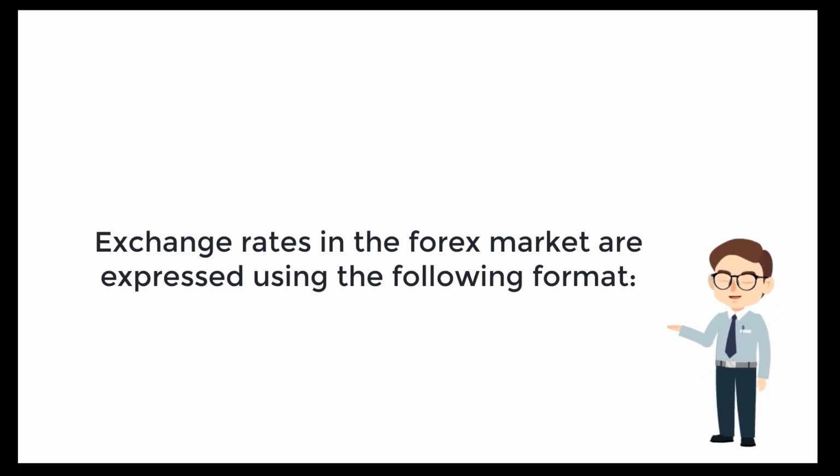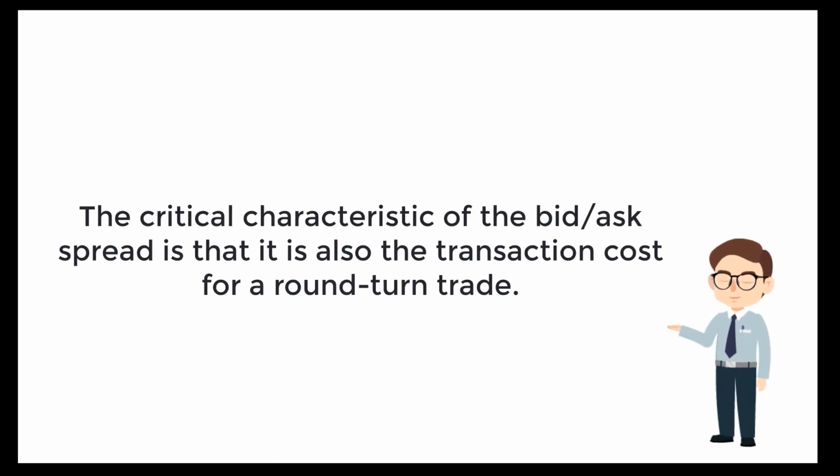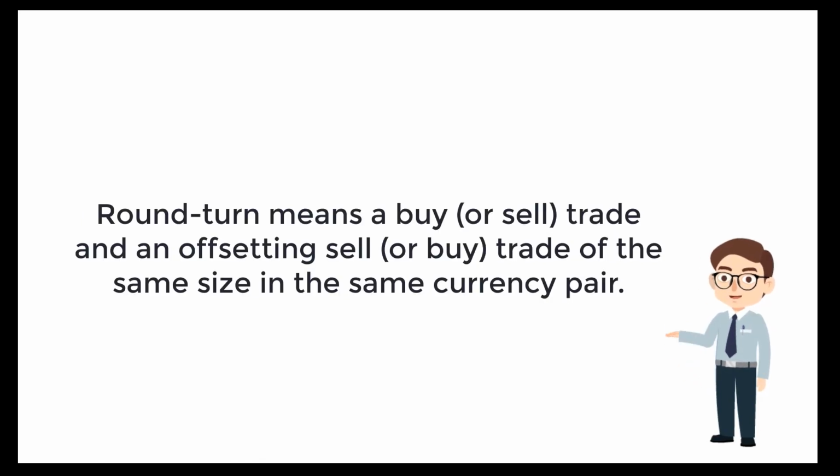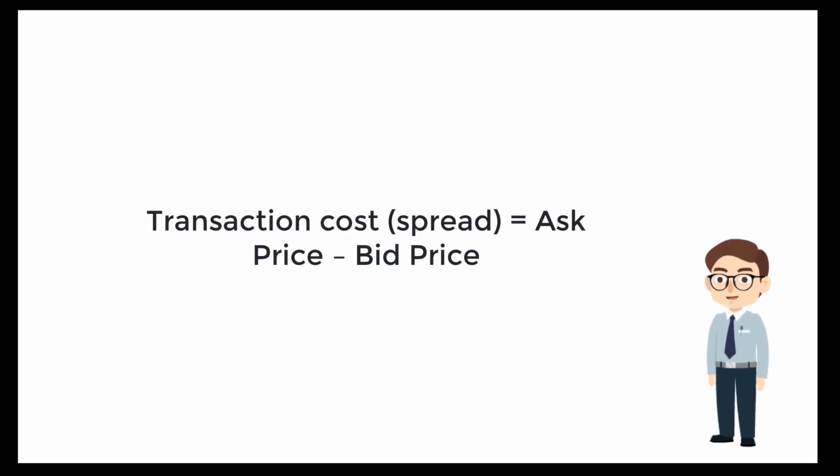Quote convention. Exchange rates in the Forex market are expressed using the following format. Base currency/quote currency equals bid/ask, transaction cost. The critical characteristic of the bid/ask spread is that it is also the transaction cost for a round turn trade. Round turn means a buy, or sell, trade and an offsetting sell, or buy, trade of the same size in the same currency pair. For example, in the case of the euro to US dollar rate of 1.2021/24, the transaction cost is 3 pips. The formula for calculating the transaction cost is: transaction cost, spread, equals ask price minus bid price.